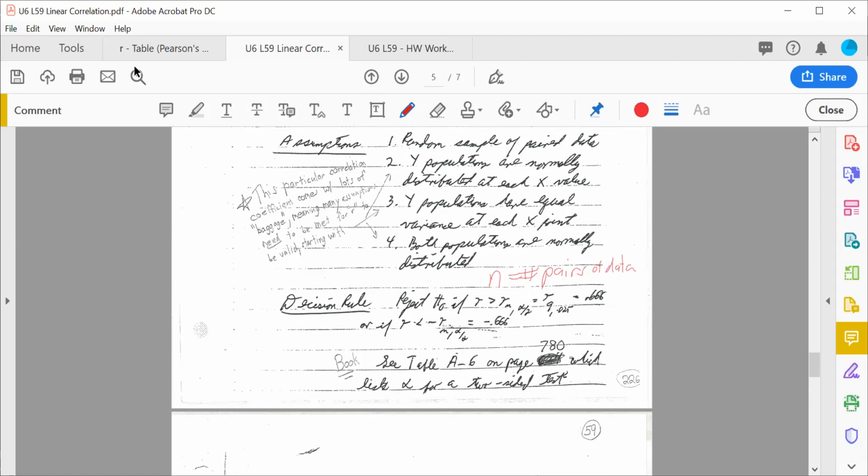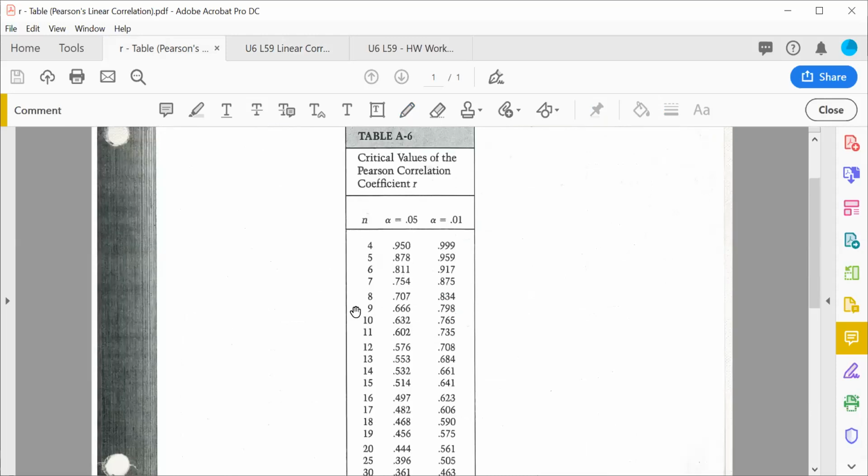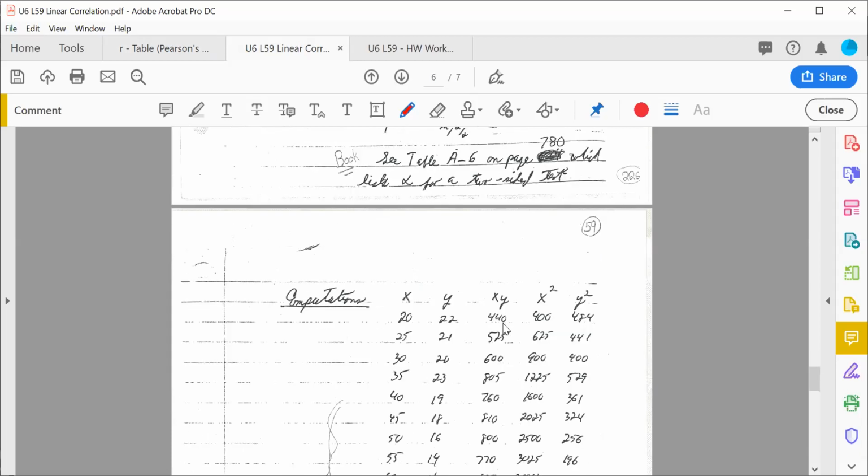So here's what you do. I'm going to attach this. This is the critical values of Pearson's correlation coefficient R. I call this the skinny table because it's so skinny. You're going to go down to 9 pairs of data, go to the alpha 0.05 column because it assumes it's two-tailed, and I see the decision rule, 0.666. All right, so we're going to reject H0 if R is greater than 0.666 or if R is less than negative 0.666. It's pretty basic. Great. Now we do our computation.